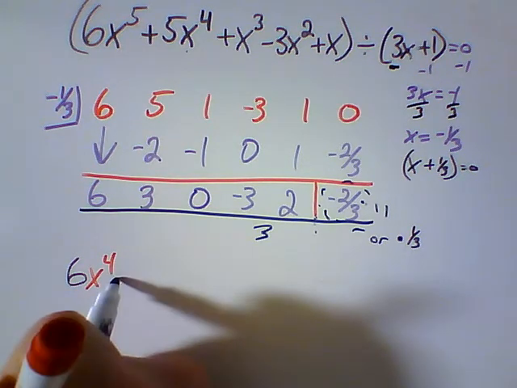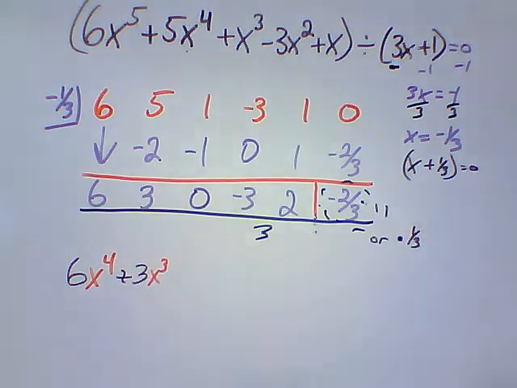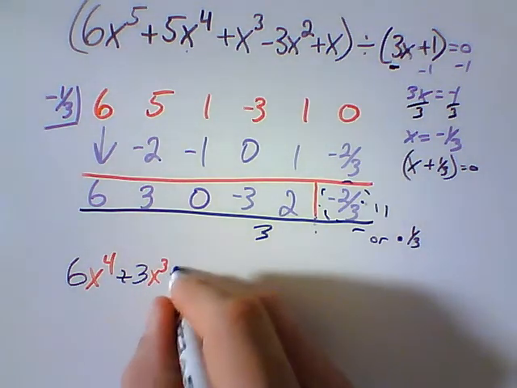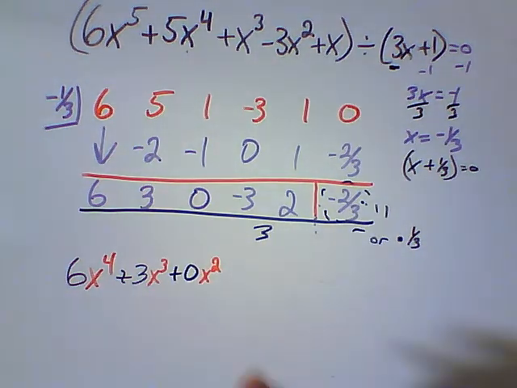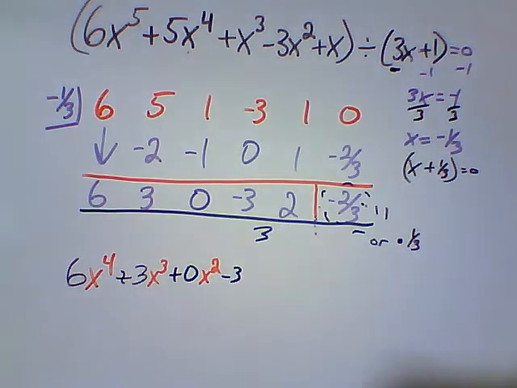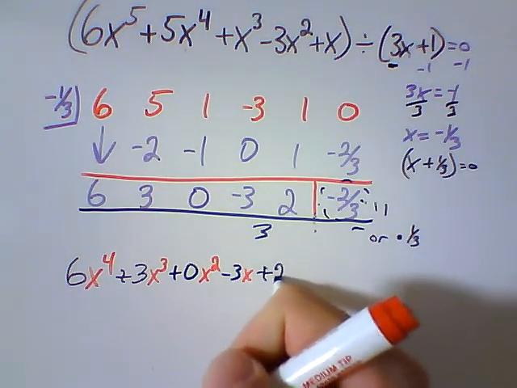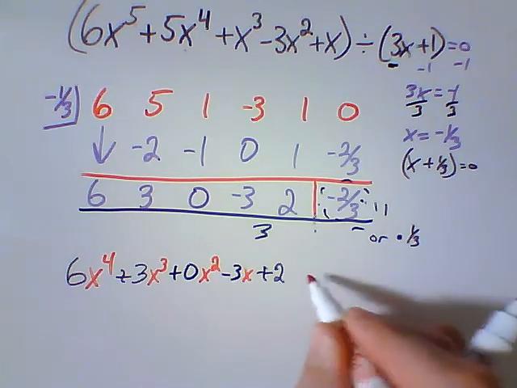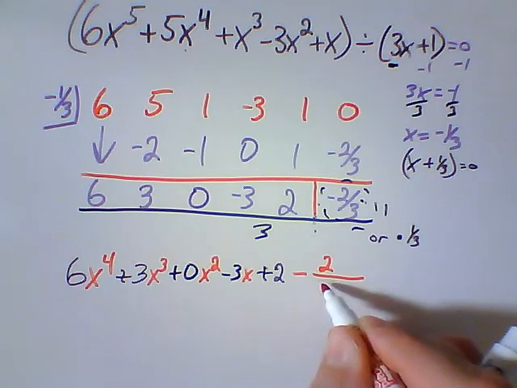Alright, plus 3x to the 3rd plus 0x squared minus 3x plus 2, no x, minus 2. I never divided by 3.